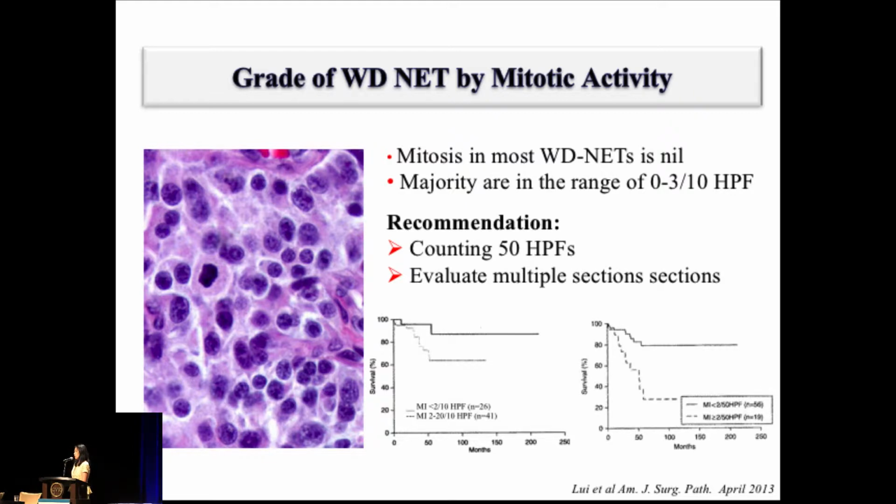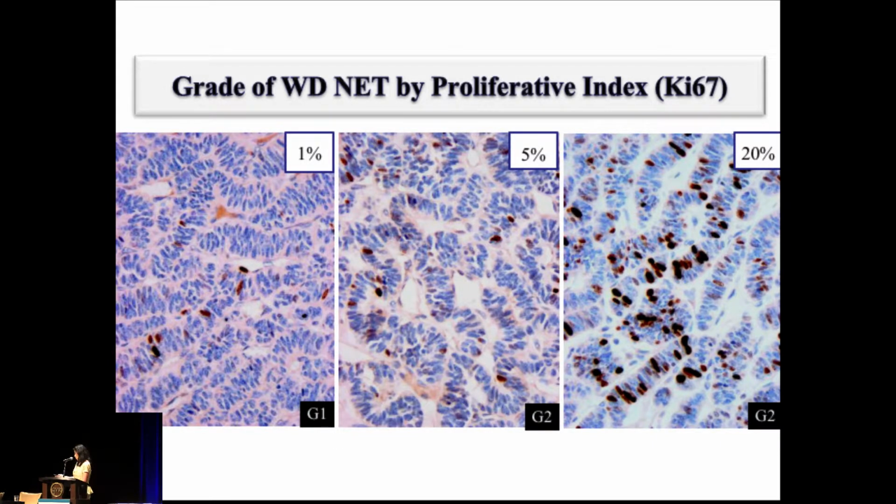So we recommend counting 50 high-power fields. And you can see both can indicate the prognostic features. However, if you count more, it appears to be a little bit better at separating the prognostic curve. So again, in a well-differentiated tumor, you can have different grades. Even within the same tumor, you can have very low grade in one microscopic field, and in the other, a higher grade, or even up to the G3 level.